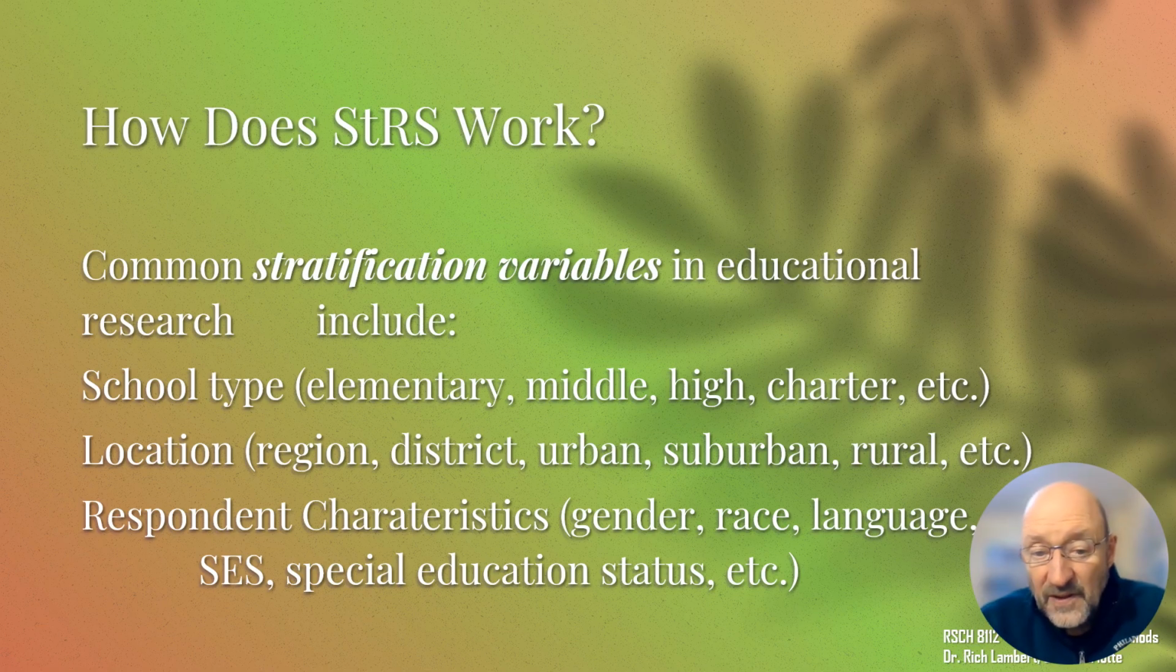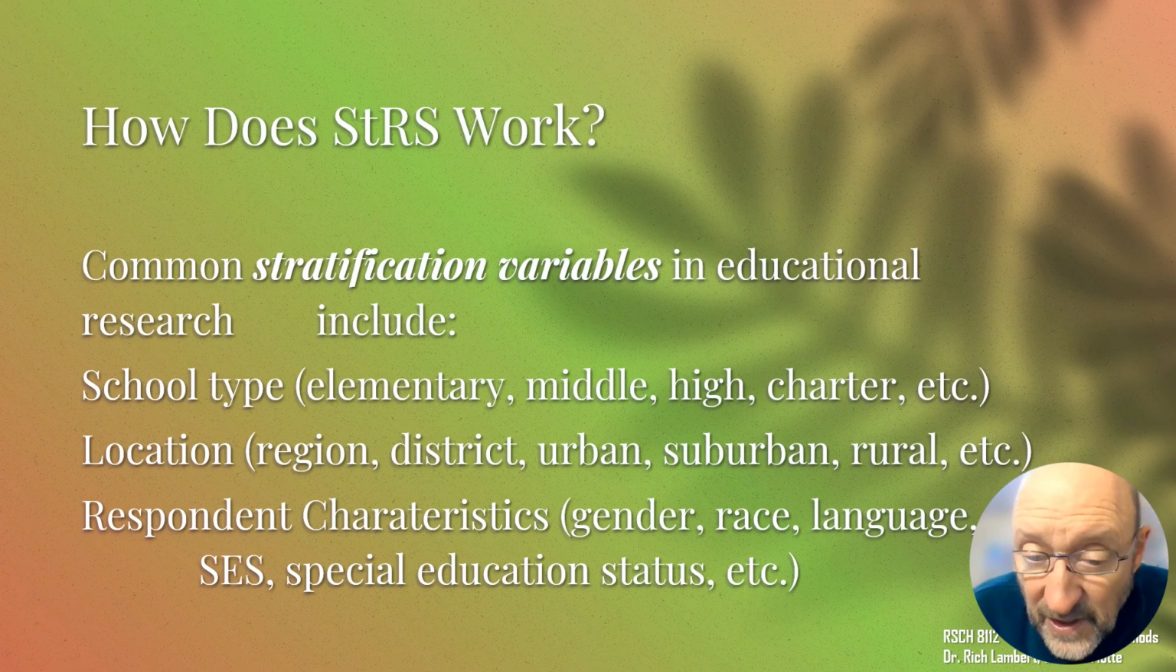Okay, so common stratification variables in educational research include things like school type. Like we often stratify based on, say, elementary, middle, or high school, or public schools, charter schools, and private schools, that kind of thing. So school type. Also can work on location. Sometimes we stratify by region of the state, or by district, or by the type of location, so something like urban, suburban, rural, etc.